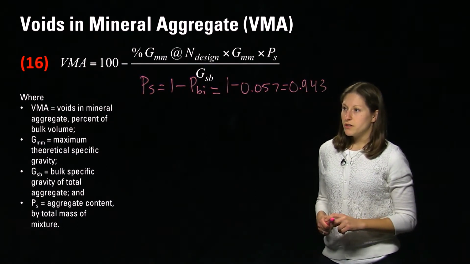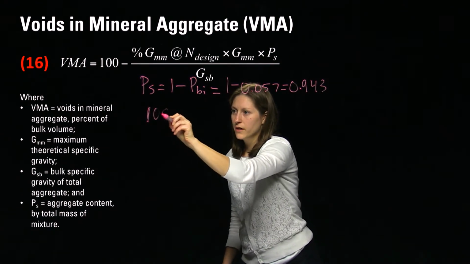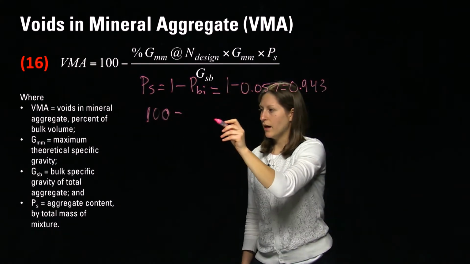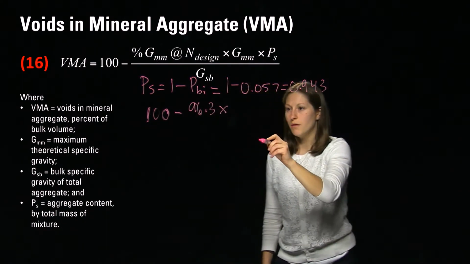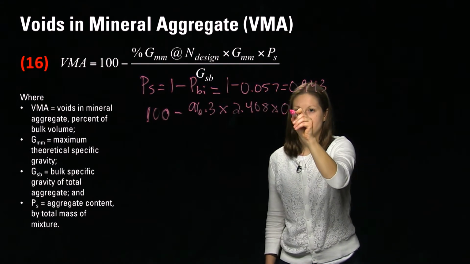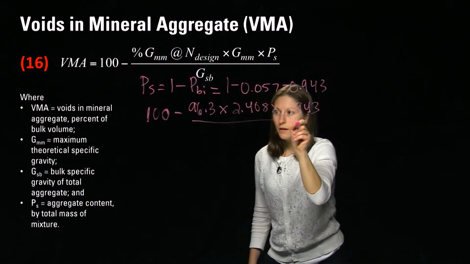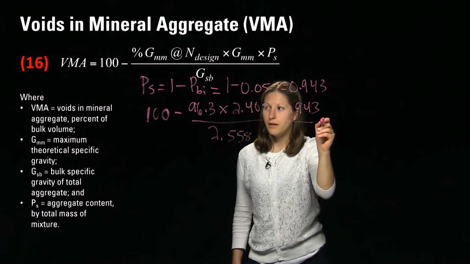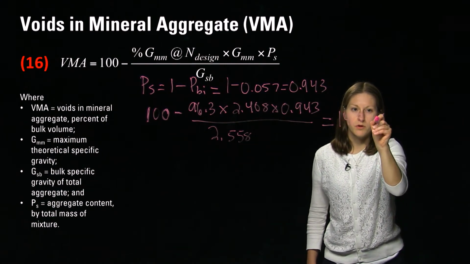Now we'll use this within equation 16. So our VMA is 100 minus our percent GMM at end design, which was 96.3, multiplied by our GMM, which was 2.408, multiplied by PS, 0.943, divided by our GSB, which is 2.558. This gives us a voids in mineral aggregate content of 14.51%.